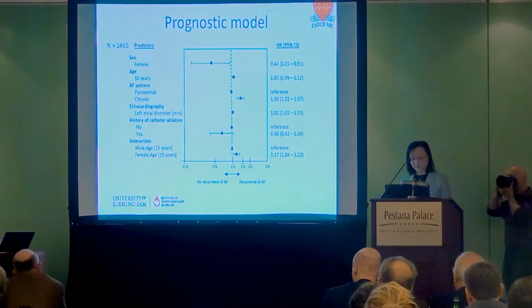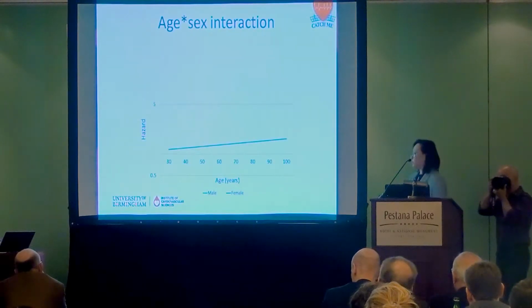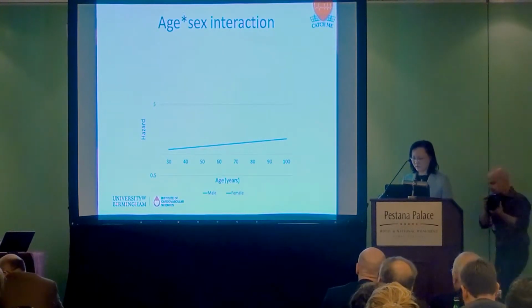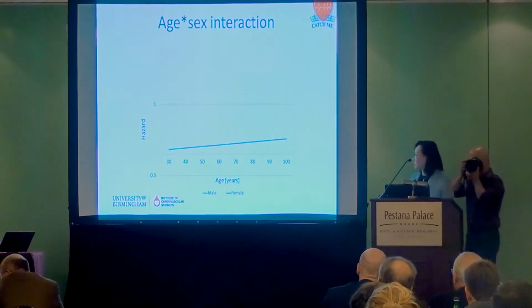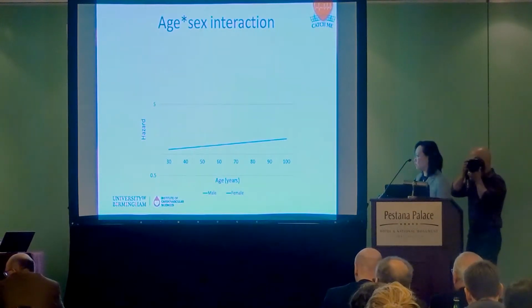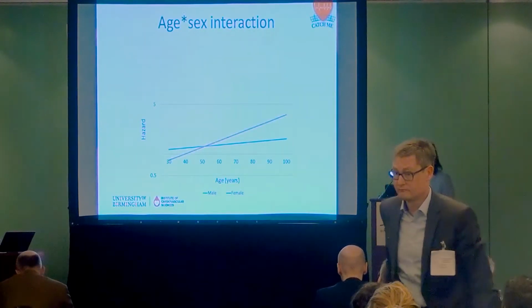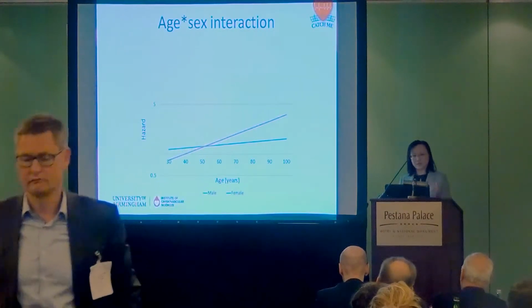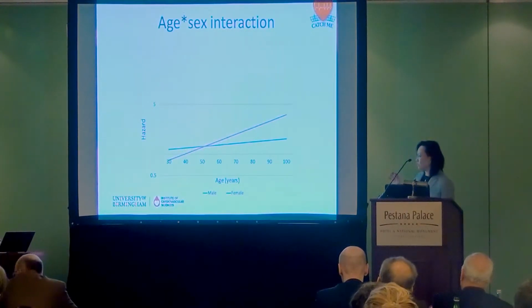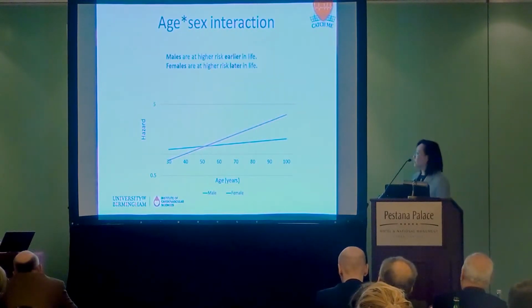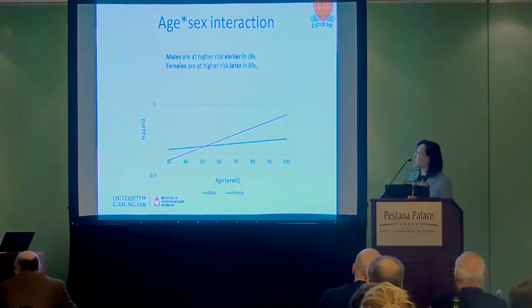And to describe this a bit further, here we see the hazard on the left and age in years on the x-axis. We plot here the hazard for males, and as expected, you see the risk increase with increasing age. And now we see here the hazard for females, which also increases with increasing age, but note that it surpasses the males at about 52 years of age. And from here, what we could understand is that males are at higher risk earlier in life, but females are at higher risk later in life.